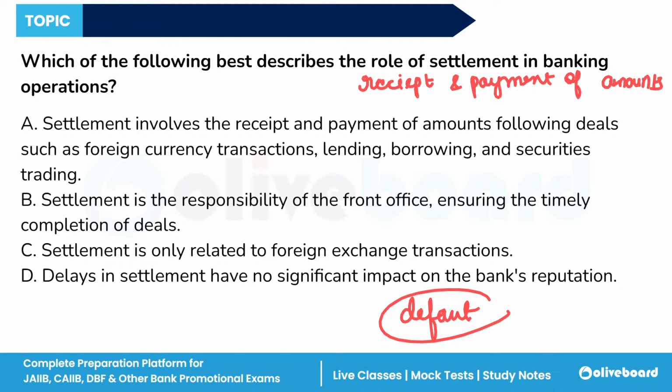So here the question is asking which best describes. If we talk about the best description, option A is correct. Option A says settlement involves the receipt and payment of amounts following deals such as foreign currency transactions, lending, borrowing, and selling securities trading. So option A is correct here. Understood? Next question.